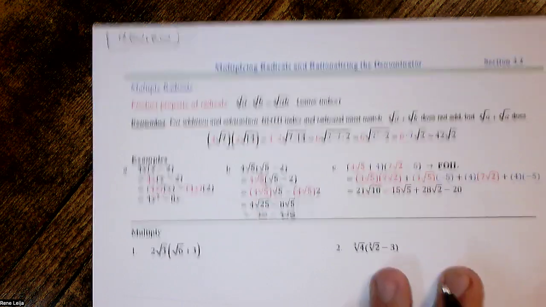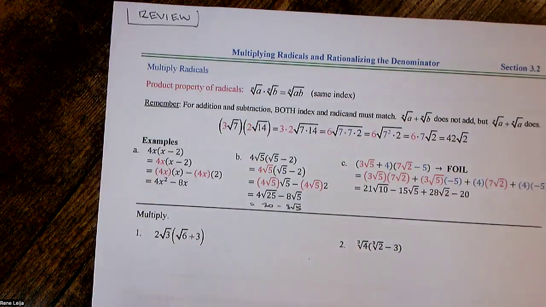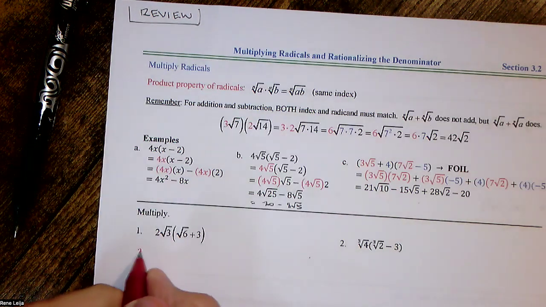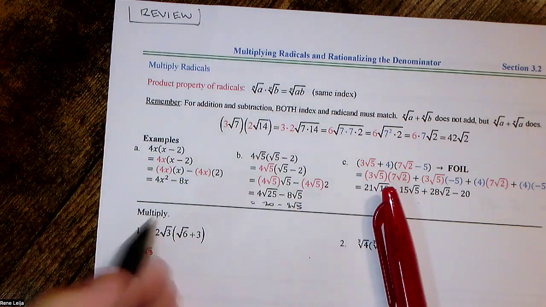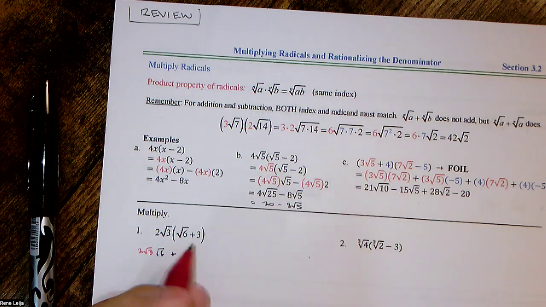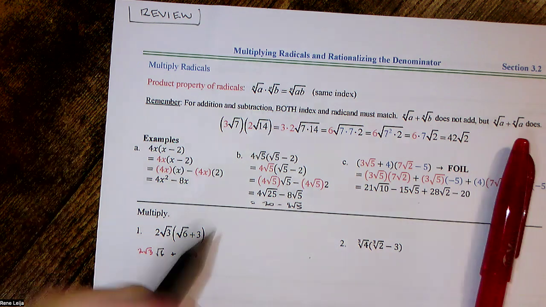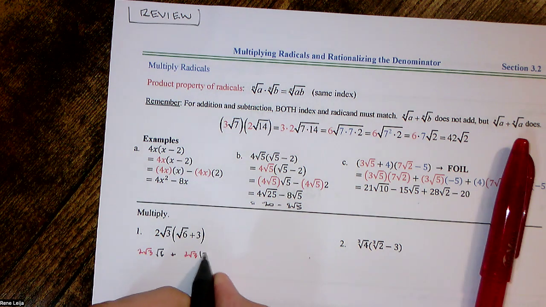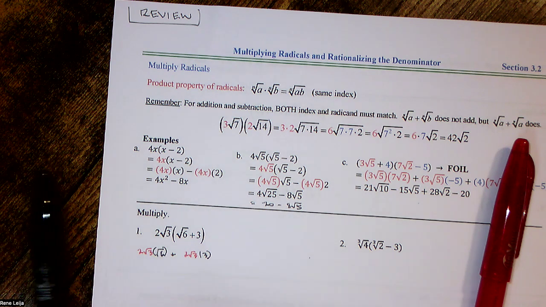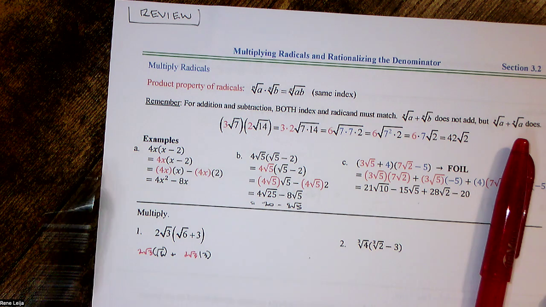All right. So let's look at number 1. So number 1, we're going to distribute. So we're going to have 2 root 3 times root 6. Here's the plus sign. And then we have 2 root 3 times 3. Actually, let me put the square root 6 in parentheses so that you know that came from the inside.